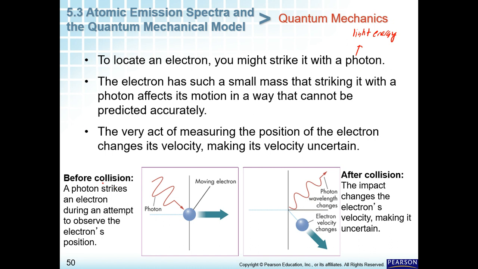So this image down below says before the collision, a photon strikes an electron to observe its position. But as soon as this photon hits this electron, it causes the electron's velocity to change and be uncertain.